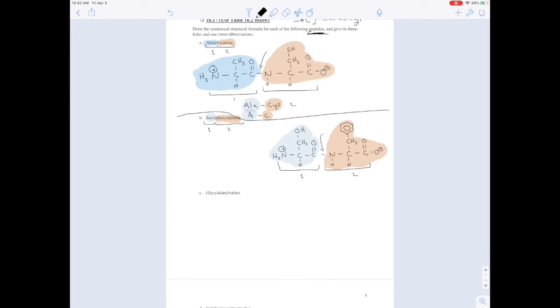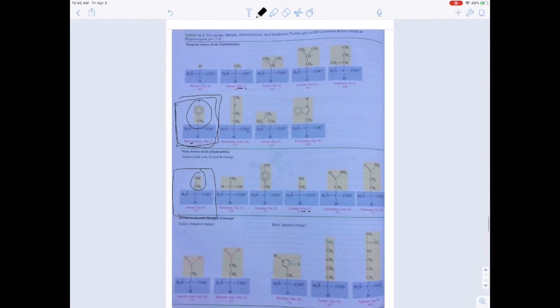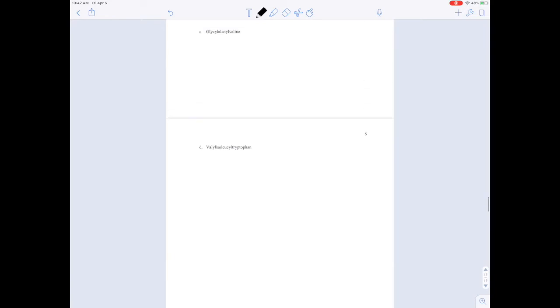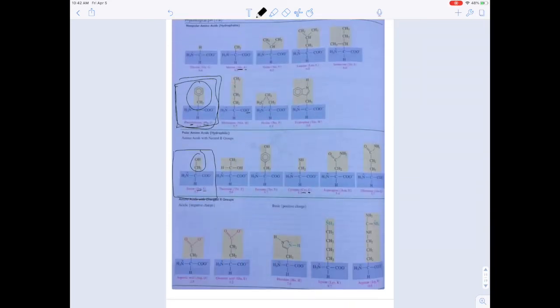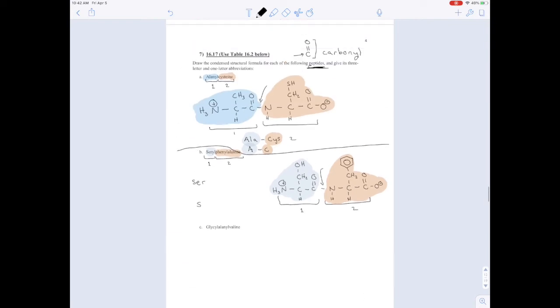Now, the question is also asking for the 3-letter and 1-letter abbreviations. So for serine, the 3-letter abbreviation is SER, the 1-letter abbreviation is S. So we could have SER and S. For phenylalanine, the three-letter abbreviation is PHE, one-letter abbreviation is F. So we'd have PHE and F. And so in each of these cases, in all of these diagrams, you're representing the same dipeptide.